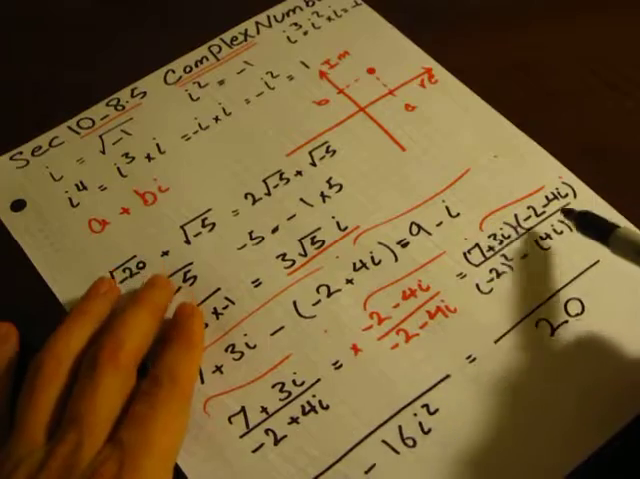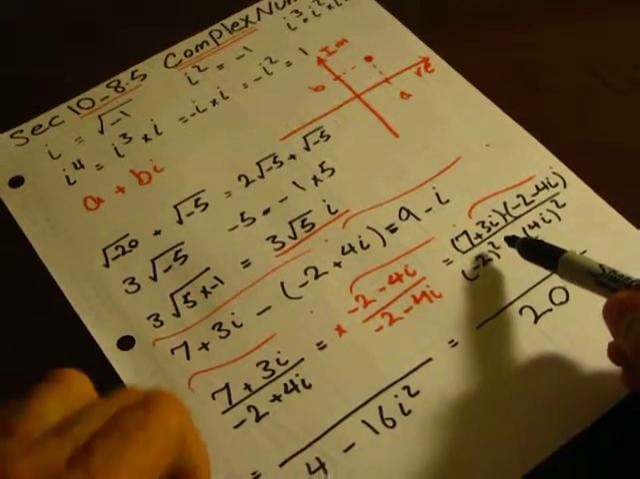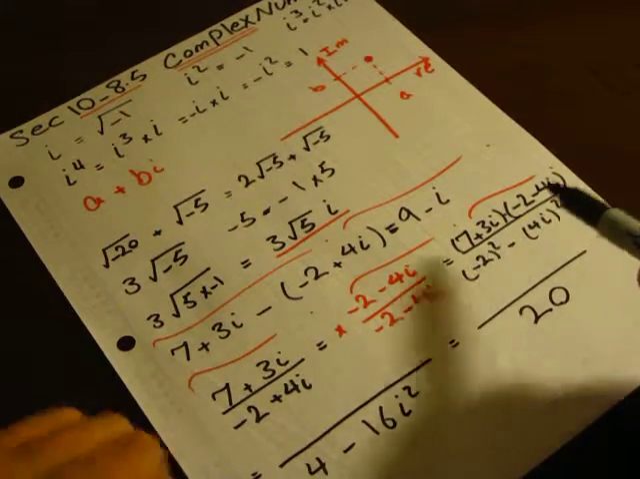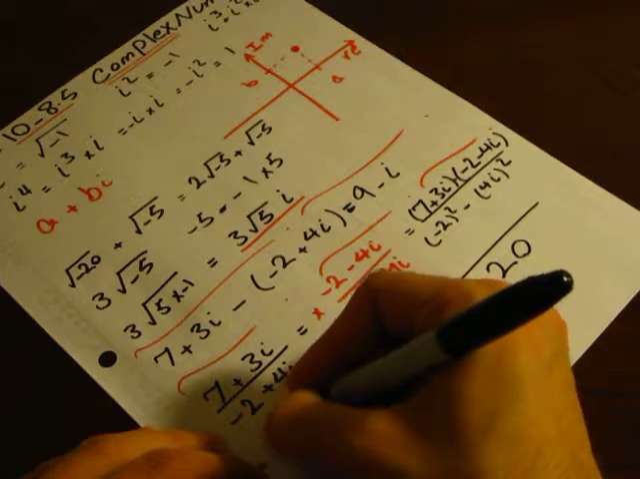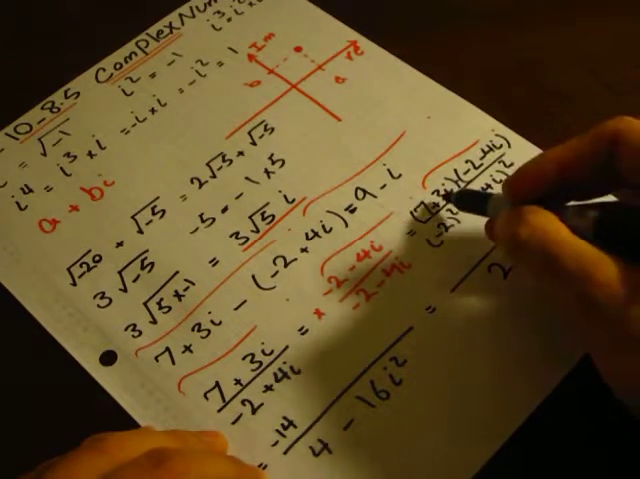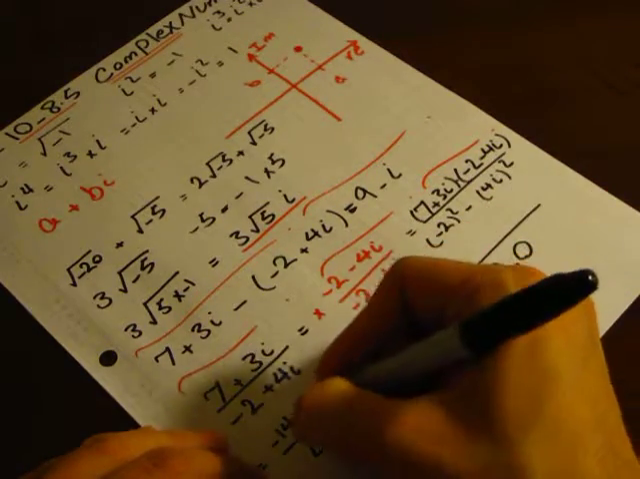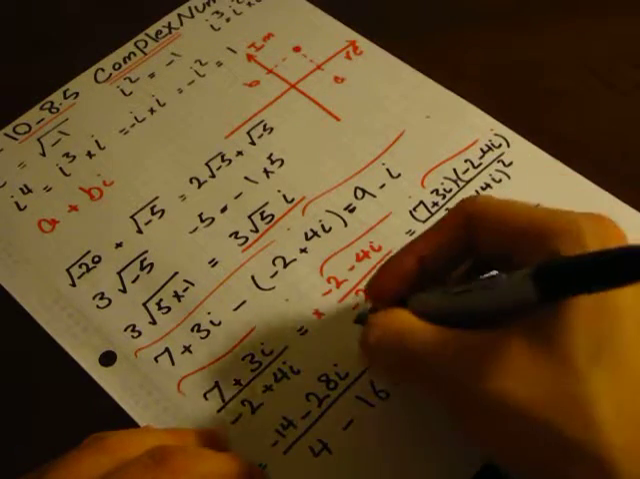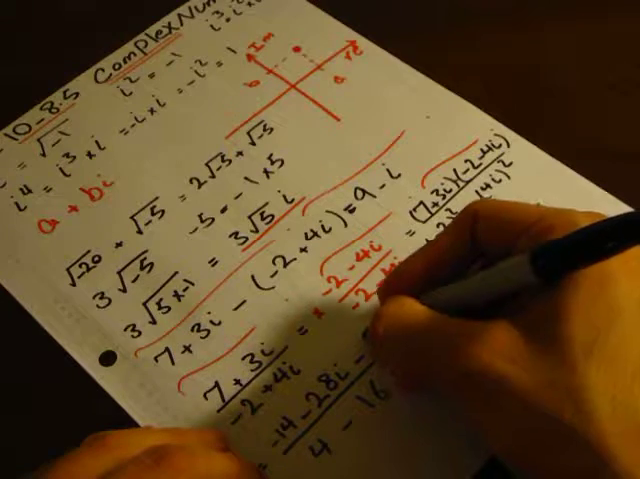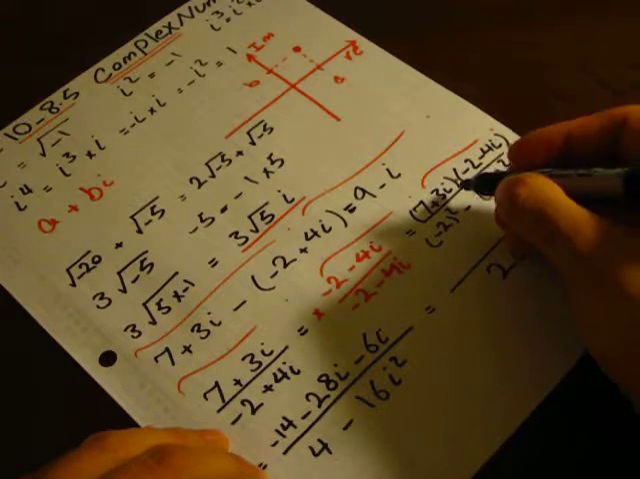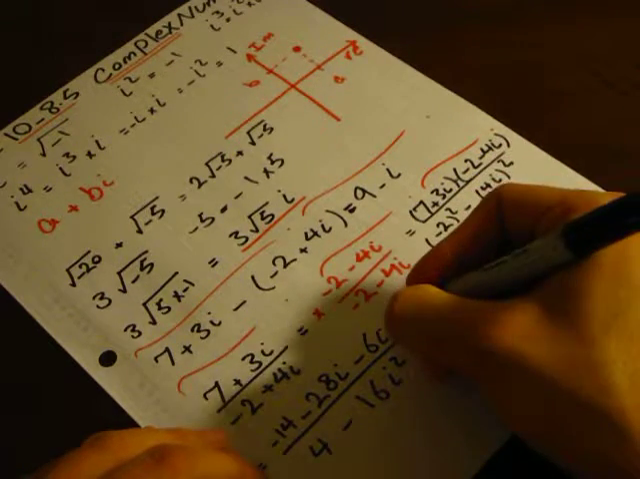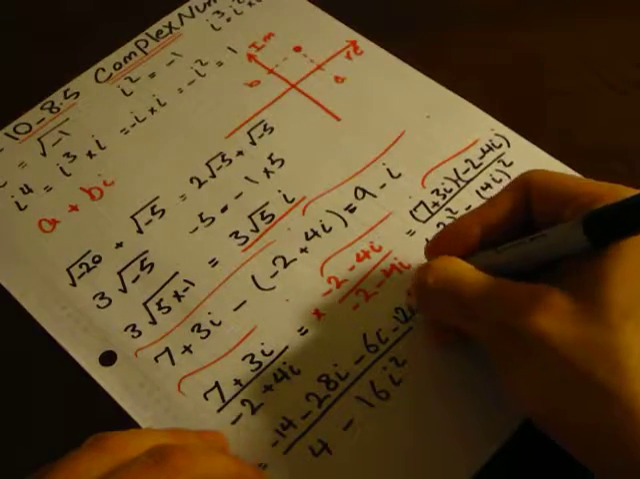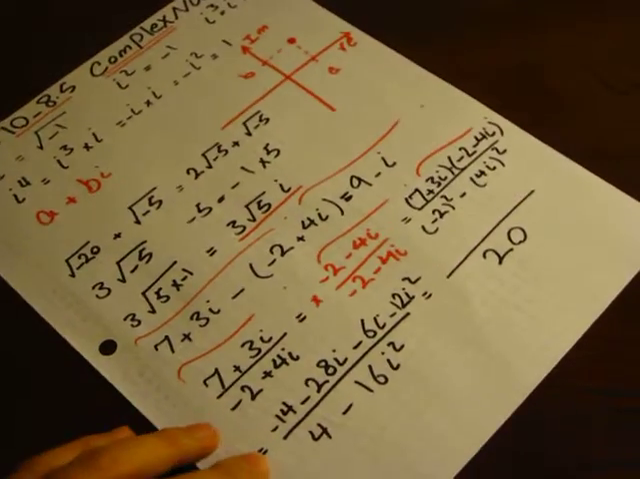The numerator, let's expand this. 7 times negative 2, which is negative 14. 7 times negative 4i, which is negative 28i. 3 times negative 2, it's going to be negative 6i. And then negative 12i squared.